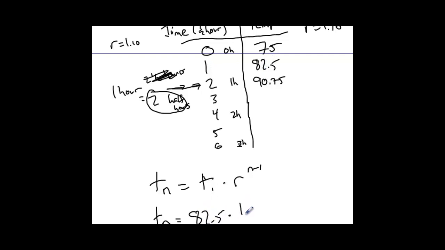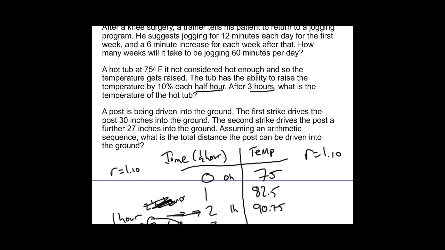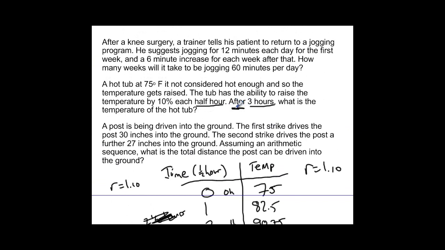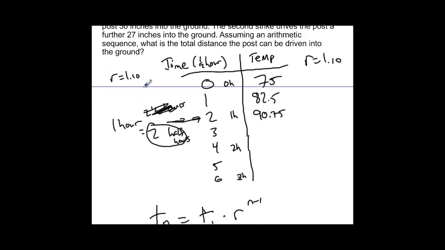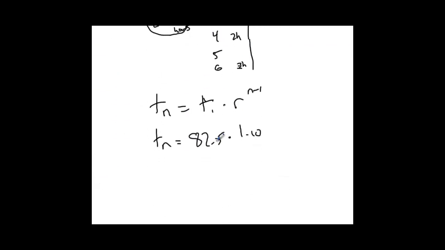Okay. Our ratio we just solved, we're going up by 10%, so that's 1.10. And the way it's been phrased here is we're looking for after 3 hours. So I just want to make sure we're clear. This is after no hours, after 1 hour, after 2 hours, after 3 hours. So we're actually looking for 6 half-hour increments to go for. So it'd be 1.10 to the 6 minus 1, which could be 82.5 times 1.10 to the 5.